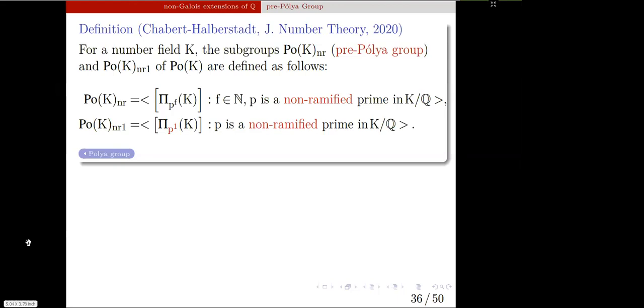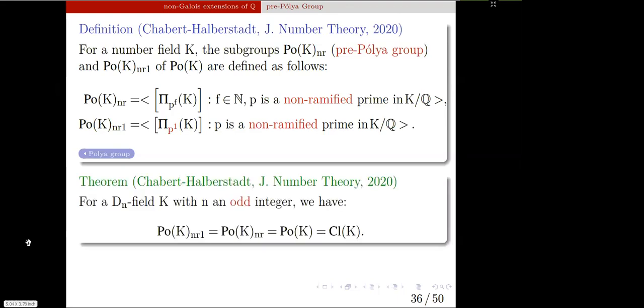There is also another notion, namely P_o(K) with index NR1. I don't know what name is appropriate for this subgroup, so I just refer to this group as P_o(K) index NR1. It is defined to be generated by all classes π_{P,1}(K), where P is a non-ramified prime in K, and for this group we will consider all Ostrowski ideals corresponding to residue class degree 1.